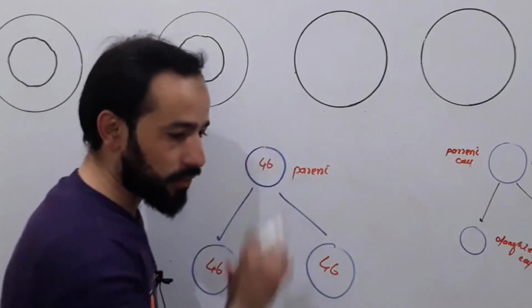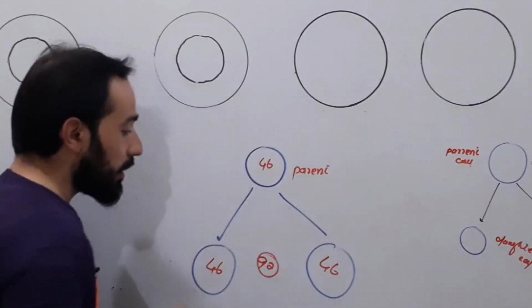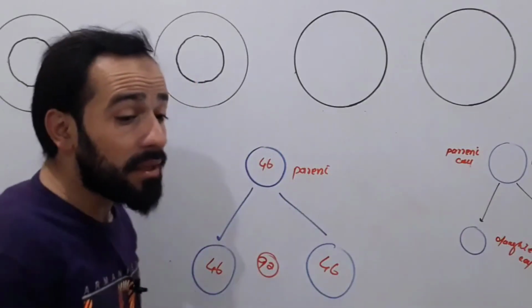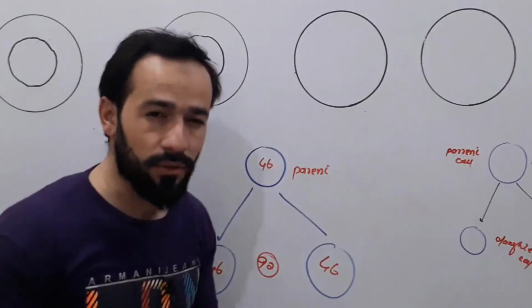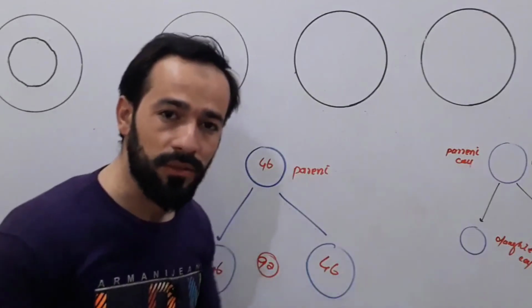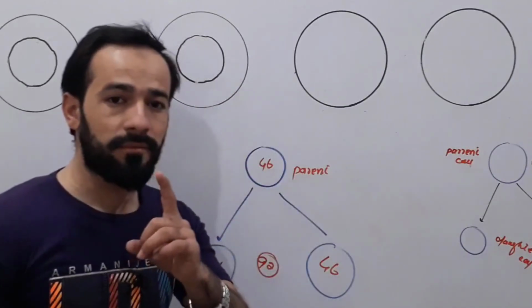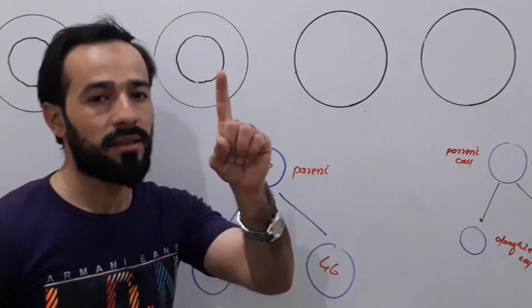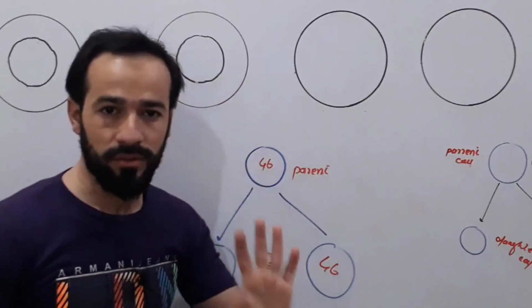And one more important thing, friends: if someone asks how many cells are produced in mitosis, right? How many cells are produced in mitosis? So actually, only one new cell is produced in mitosis. How? Look.